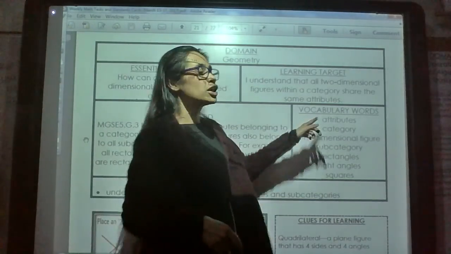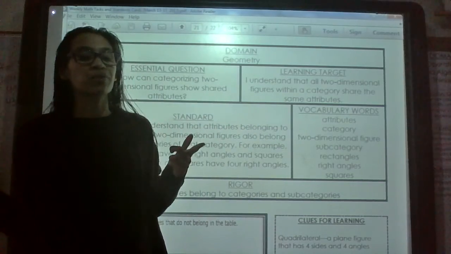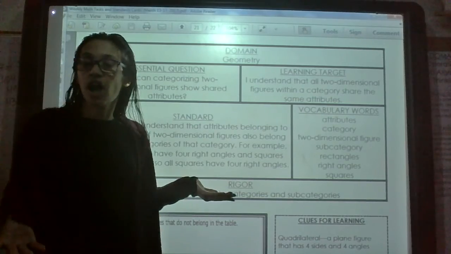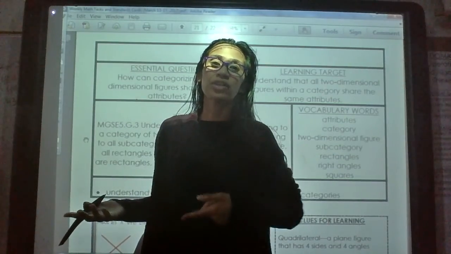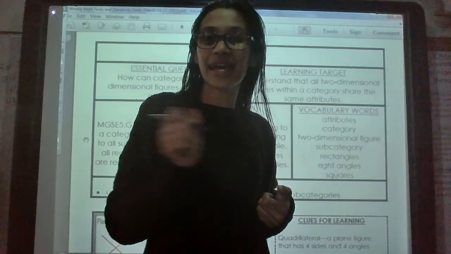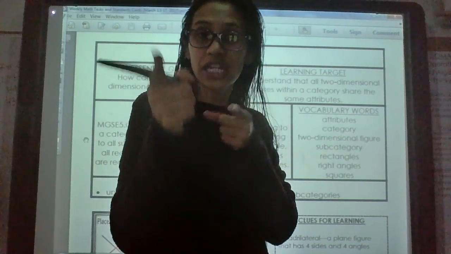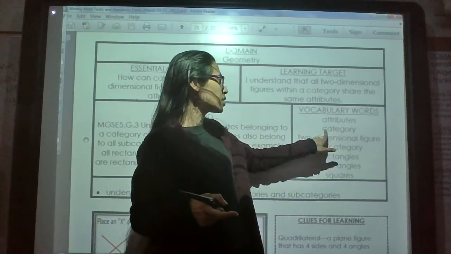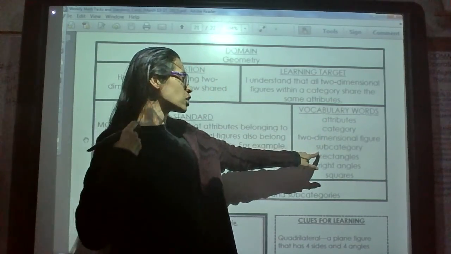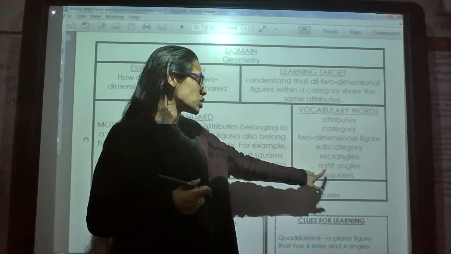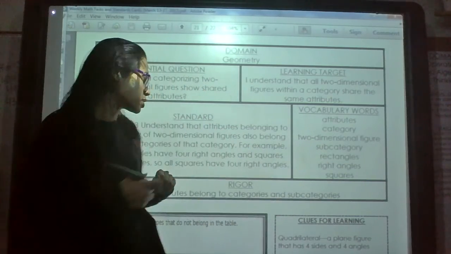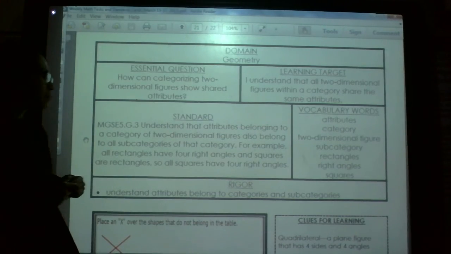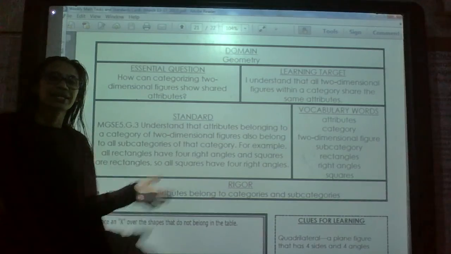If you're confused, here are some vocabulary words. Remember, what are you writing in your journal? Write the learning target. You can write other things too. Remember, we have highlighters. Highlight any keywords, anything you want that is important to you. Our vocabulary words: attributes, category, two-dimensional figure, subcategory, rectangles, right angles, and squares. Our rigor, our challenge for this task is to understand attributes belong to categories and subcategories.